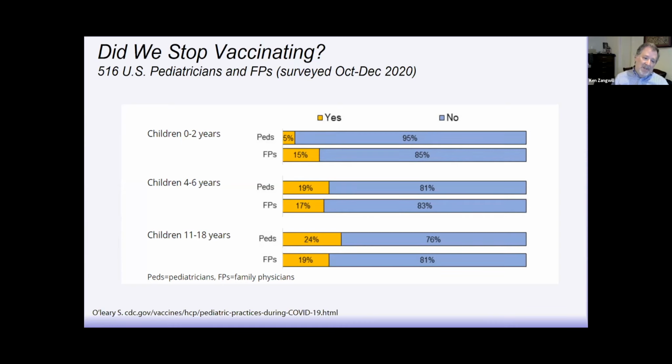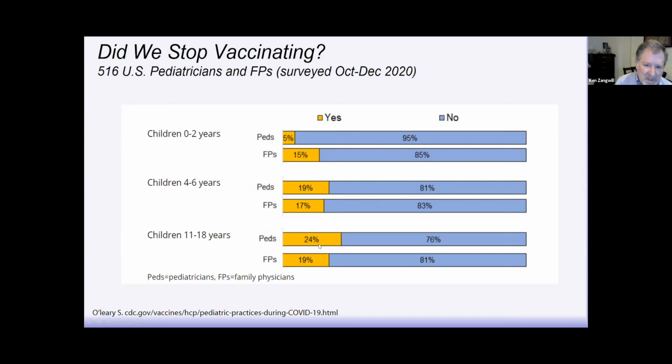And you may say, I'm a pediatrician, of course I vaccinate, and of course you do. But roughly 23% of FP offices don't vaccinate children. So just keep that in mind as a baseline. Children 4 to 6, up to 20% of pediatricians did not vaccinate that age group. And the teens, up to 25%.